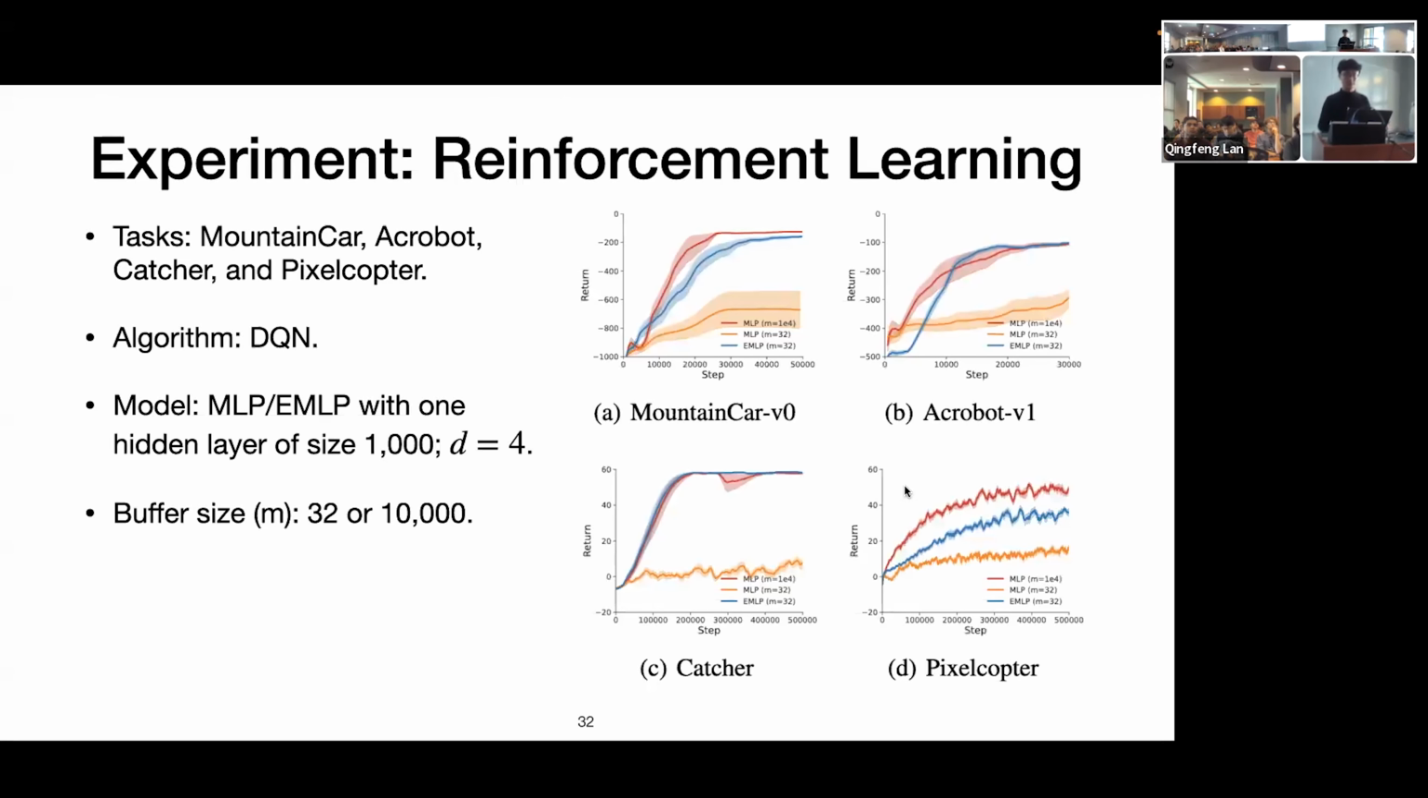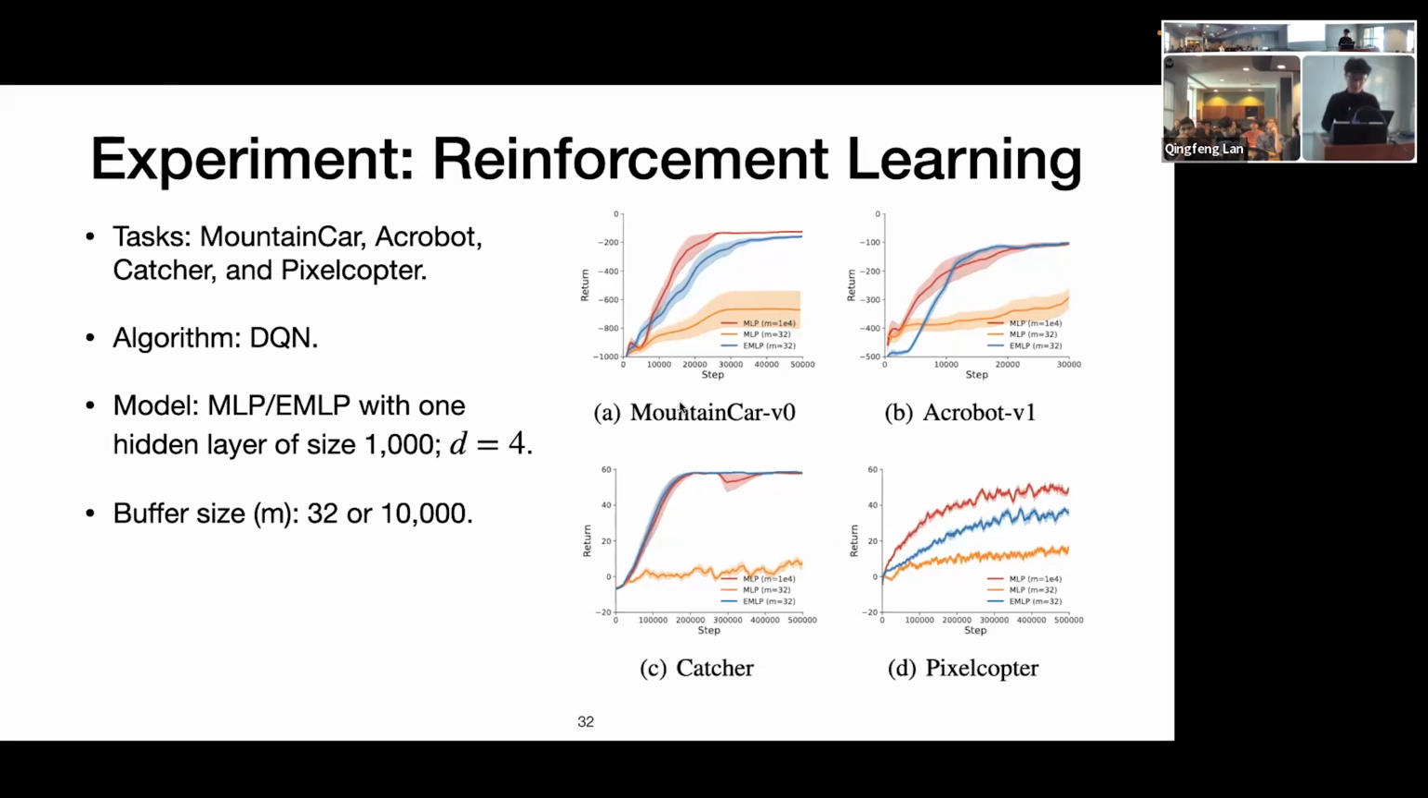And next, the buffer sizes we consider have 2 options. One is small, one is large. And here are the learning curves of different methods. So for MLP, we consider 2 buffer sizes, 10,000 and 32. And you can see, again, that the performance gap is quite large. And this is true also for the other 3 environments.